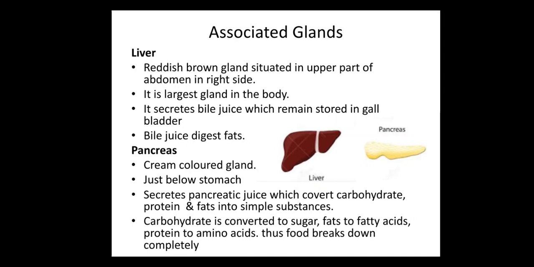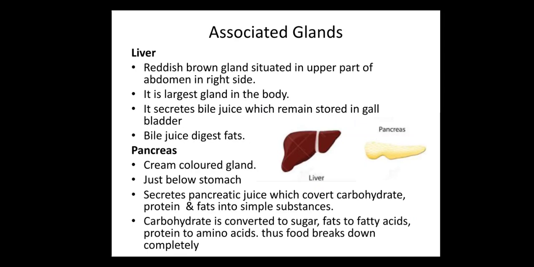Now let us have a look at the associated glands which help in the process of digestion. They are liver and pancreas. Liver is a reddish brown gland which remains in the upper part of abdomen on the right side. It is the largest gland in the body. It secretes the bile juice which remains stored in gallbladder, and the function of the bile is to digest fats.